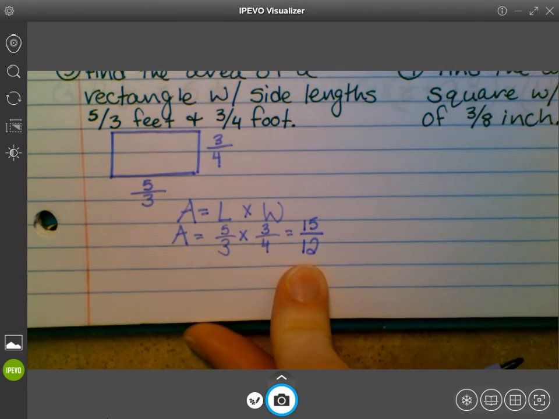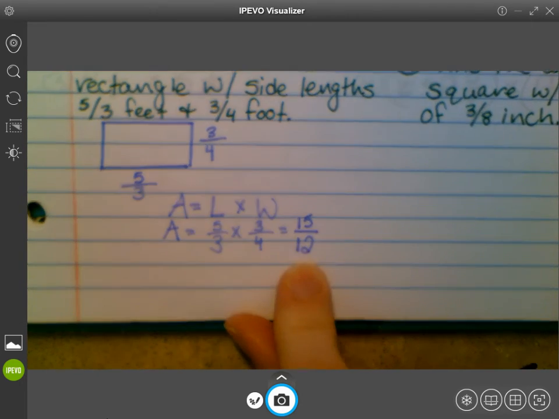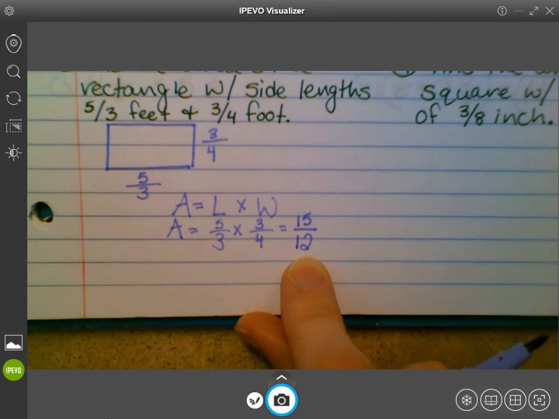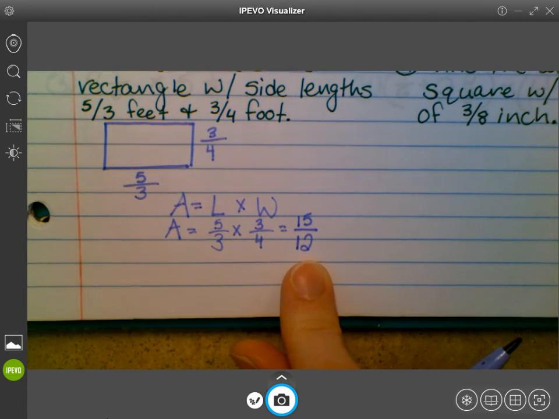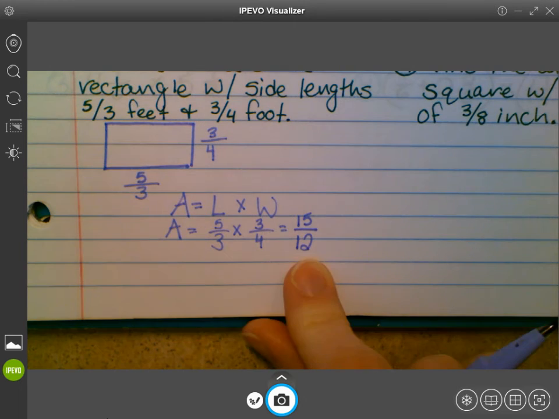Now, 5th grade, what kind of fraction is this? Improper. It's an improper fraction. So, raise your hand if you think you turned it into a mixed number correctly. First, whisper to the person next to you, what would this be as a mixed number?